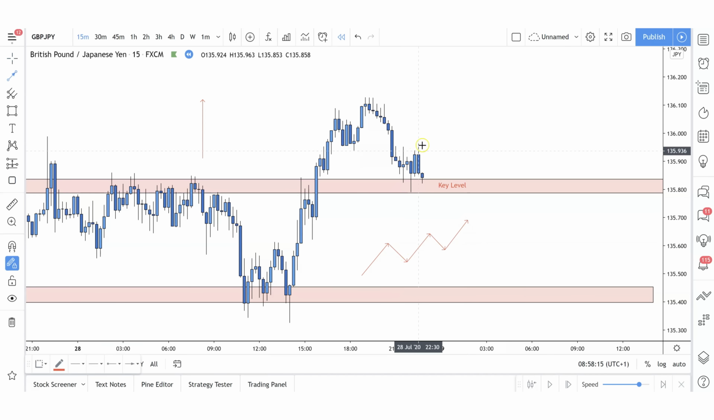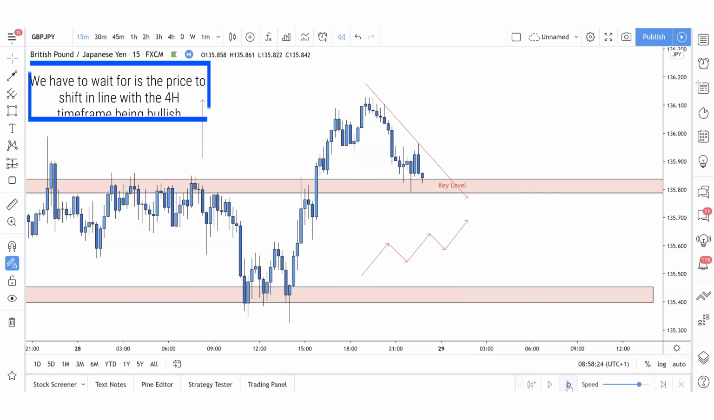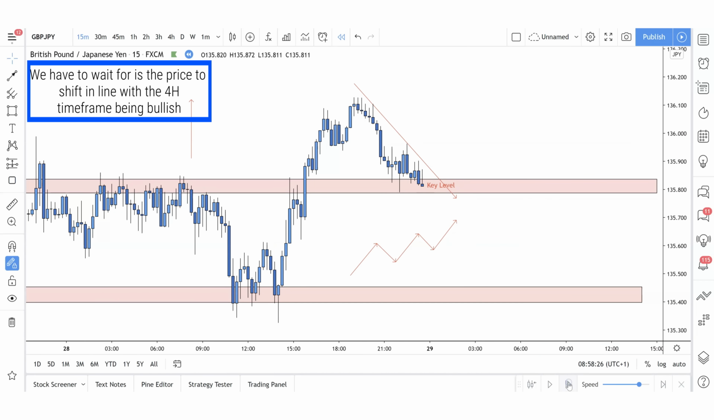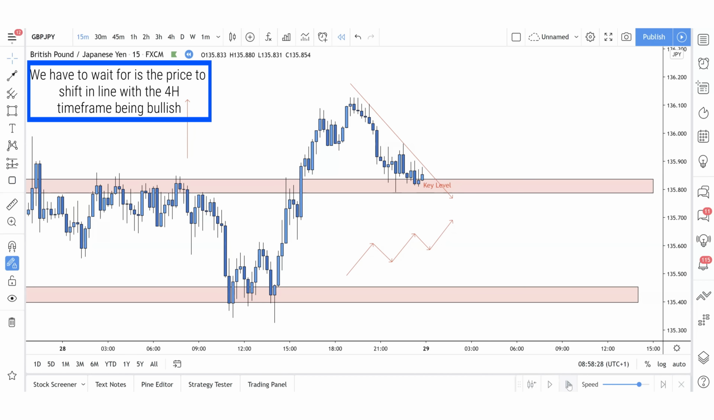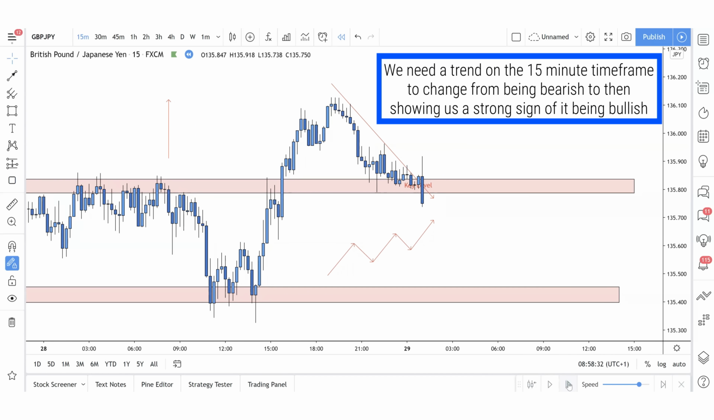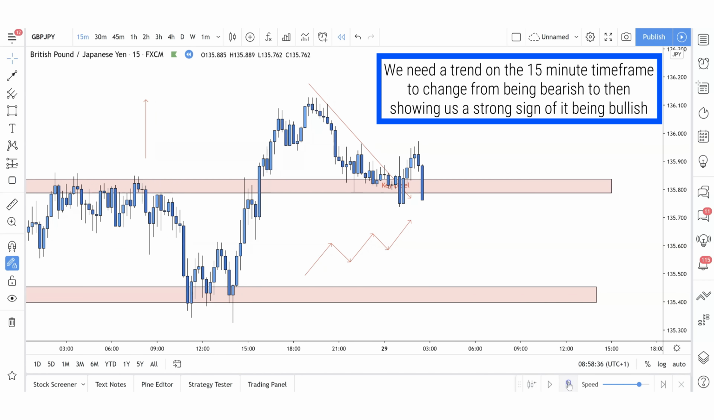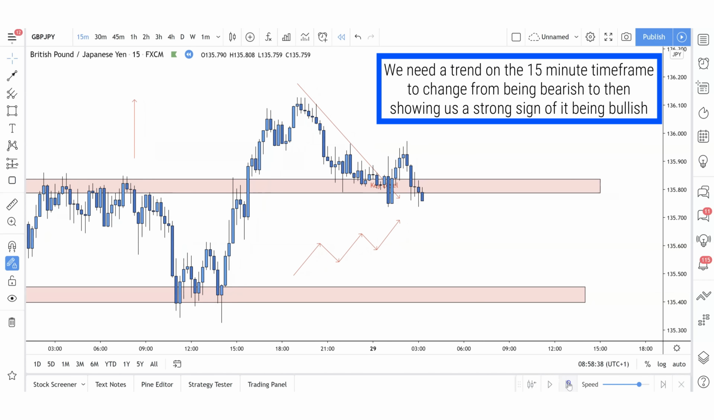At the moment, looking at current price action, where is the momentum? Clearly down. And what is the trend? Clearly down. So what we have to wait for is for price to shift in line with the 4H time frame being bullish. We need the trend on the 15-minute time frame to change from being bearish to then showing us a strong sign of it being bullish.